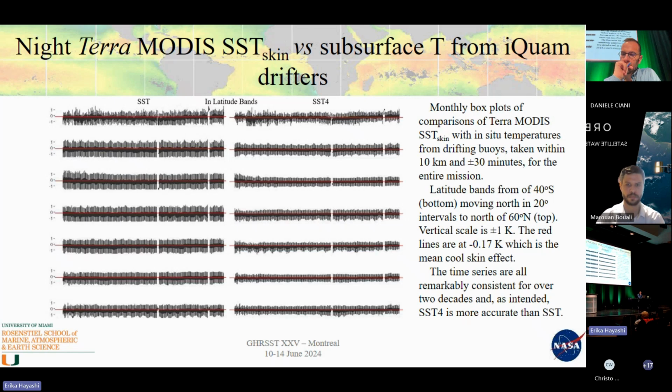This is the SST4. These are both nighttime retrievals, and we see, as intended, the SST4 is more accurate. So these are against the IQAM drifters. If we presume that the IQAM drifters are producing a good representation of the global sea surface temperature at a depth of 20 centimeters, we can argue that MODIS is producing a very good representation of the skin temperature of the ocean over 2 decades for each sensor.